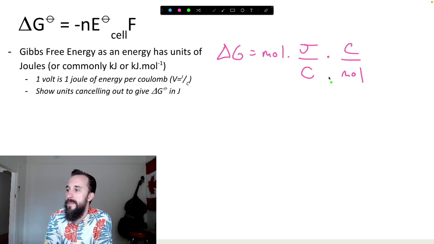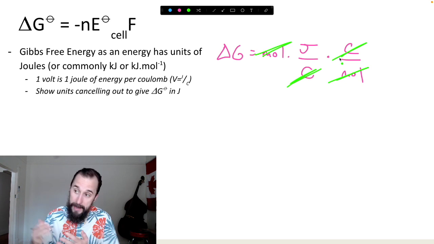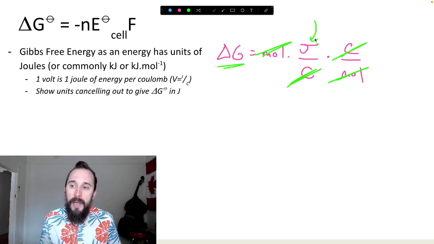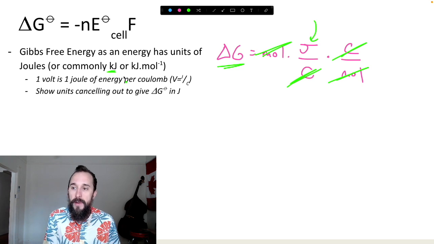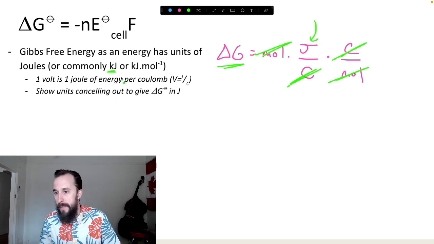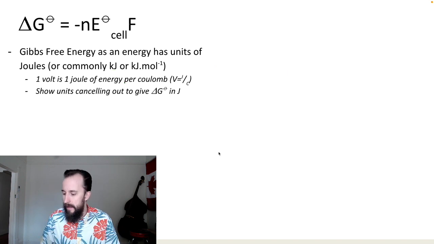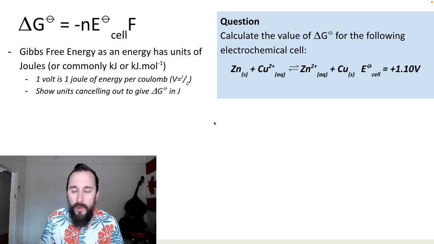What we have is some stuff cancelling out. Our moles can cancel out, our coulombs can cancel out. And we do in fact end up with delta G having the unit of joules. Just be aware that you might have to convert to kilojoules or kilojoules per mole, depending on the kind of question that you're given. But look, let's apply that. It's just a bit of a plug and play type question.